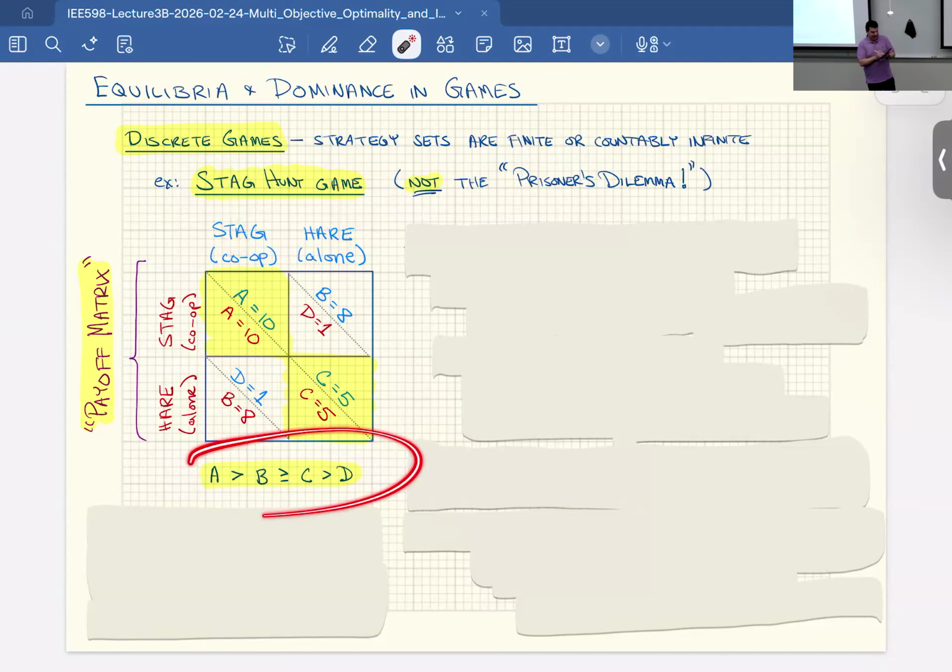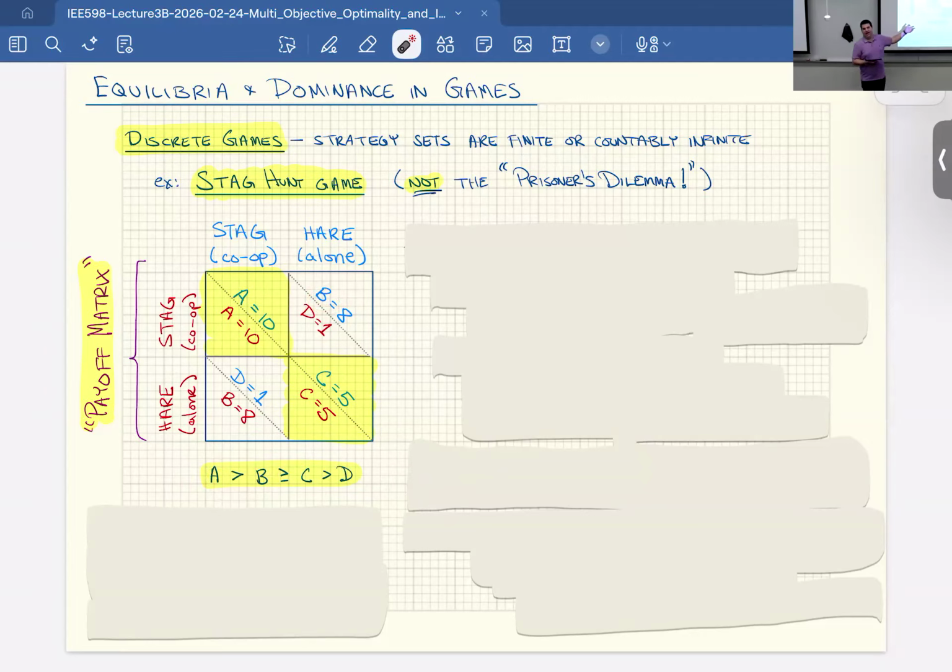So in the Stag Hunt, this is the ordering: A is greater than B is greater than C is greater than D. In a prisoner's dilemma, B and A swap. And it just turns out that there are very few social interactions in nature or in human society that are as evil as the prisoner's dilemma, where it's so enriched to screw over your neighbor. And so most of the time, the things look a little bit more like this.